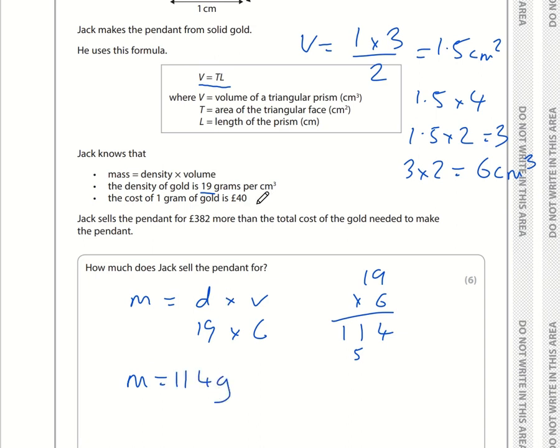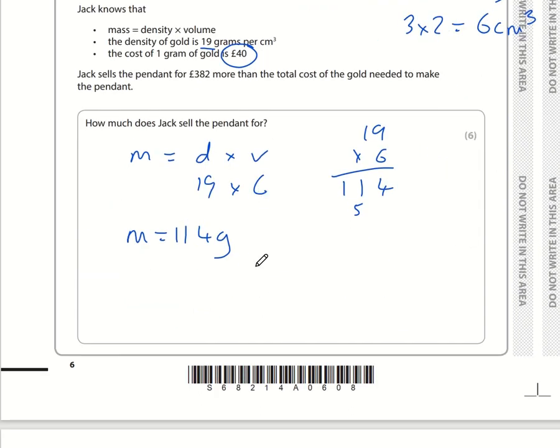Now we know that the cost of a gram of gold is £40. So therefore, what is the cost of 114 grams? Well, that's going to be 114 multiplied by 40. So what I'm going to do is I'm just going to multiply 114 by 4 and then just stick a 0 on the end. 4 4s are 16, 6 carry 1. 1 times 4 is 4 plus 1 is 5. 1 times 4 is 4. So 456, but then I'm going to put the 0 back in. So the cost to buy the gold is £4,560.